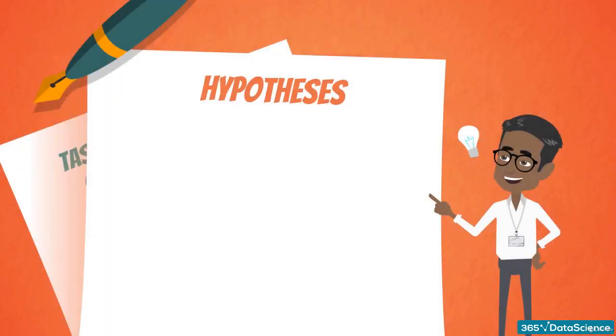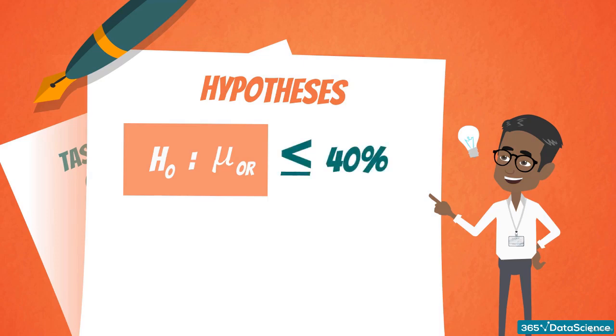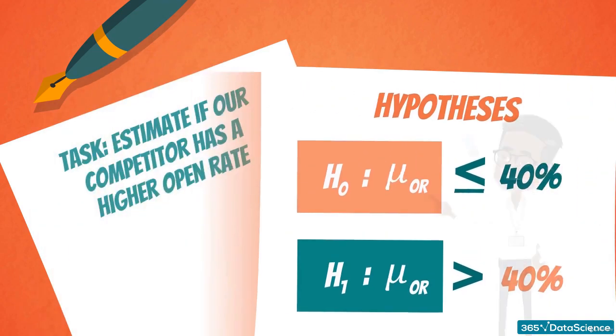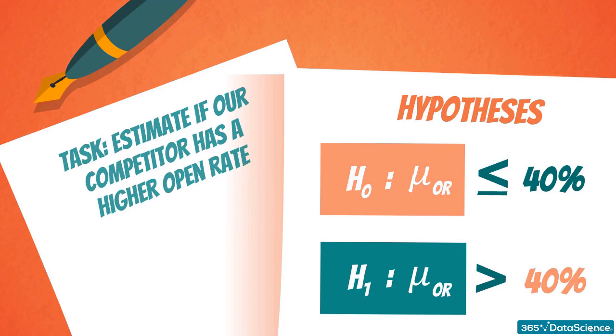Let's state the hypotheses. Null hypothesis: mean open rate is lower or equal to 40%. Alternative hypothesis: mean open rate is higher than 40%. Note that in hypothesis testing, we are aiming to reject the null hypothesis. When we want to test if the open rate is higher than 40%, the null hypothesis actually states the opposite statement. Also, pay attention that this time we are dealing with a one-sided test.